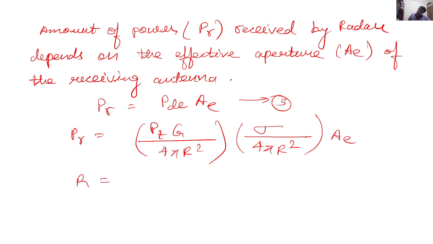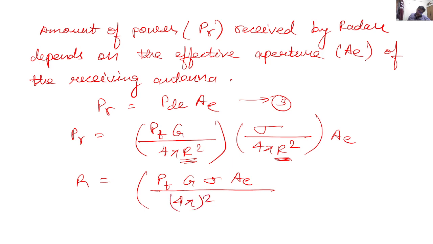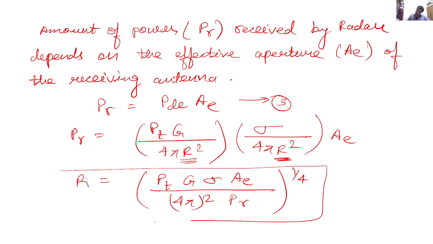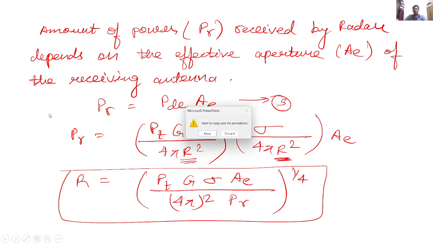So we get r twice here. Bring it to the left hand side and then take the fourth power, because it is actually r to the power 4. R is equal to PT G sigma AE by 4 pi square times PR, to the power 1 by 4. Okay.